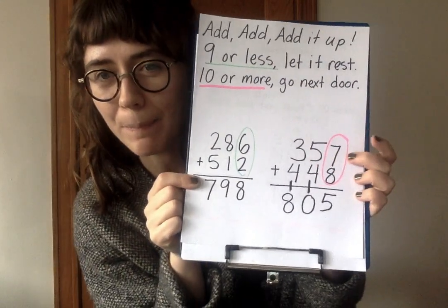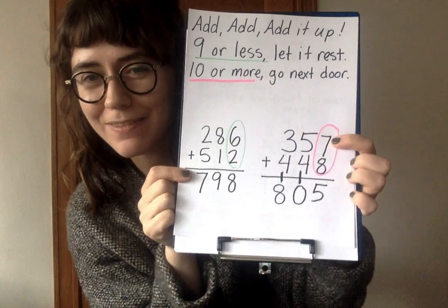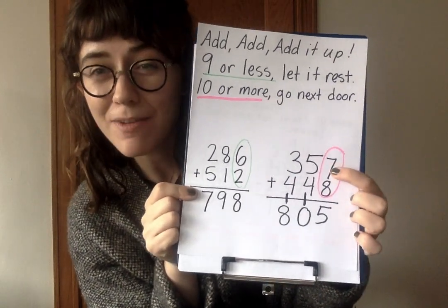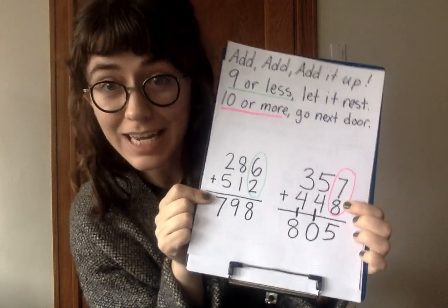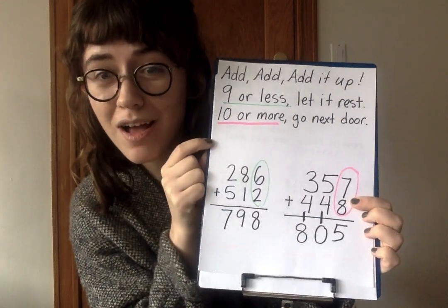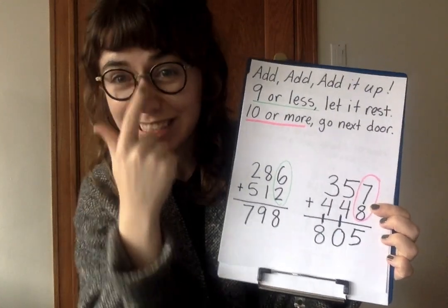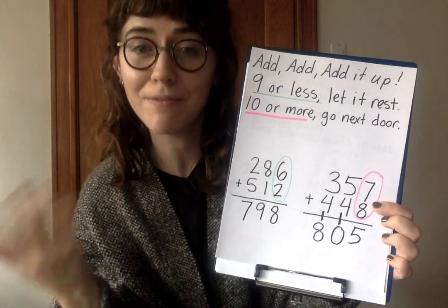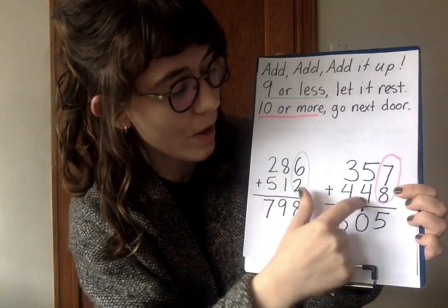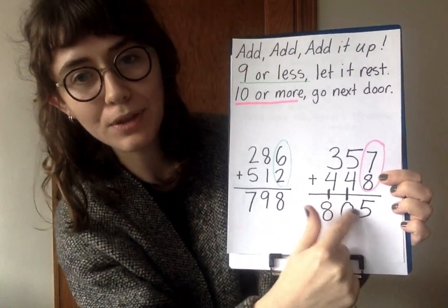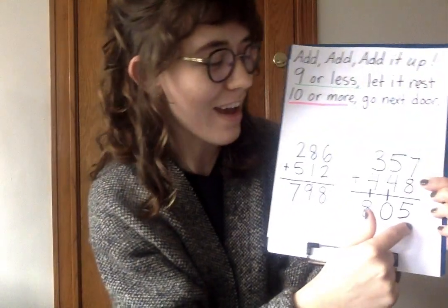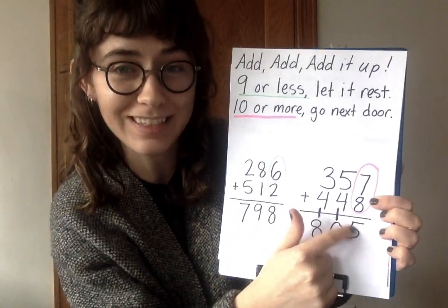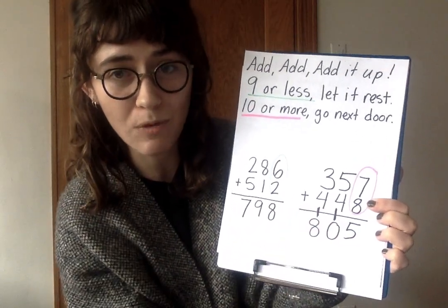But let's look at what happens in this problem. I see I have a 7 plus 8 in the ones place. 7 plus 8 is 15. That is 10 or more. And so in 15, there's a sneaky 10 there. There's 1 10 and then 5 ones. So I put that 1 10 over here and I put the 5 ones over here. And you can kind of put on your math detective glasses and see that 15 is kind of hiding there just in a funny way.